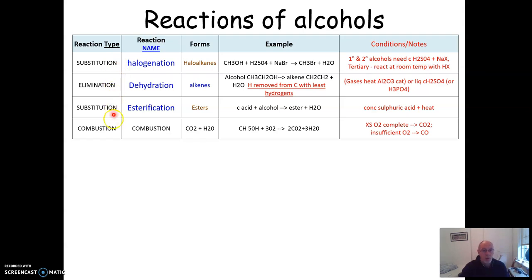You get substitutions, eliminations, and obviously combustion. All the organic compounds will burn pretty much the same way that they did for the others. Specific types, you get halogenation, dehydration, and esterification. Those are the three different types. We'll see how these form their products in a minute, and then we'll go through some examples.